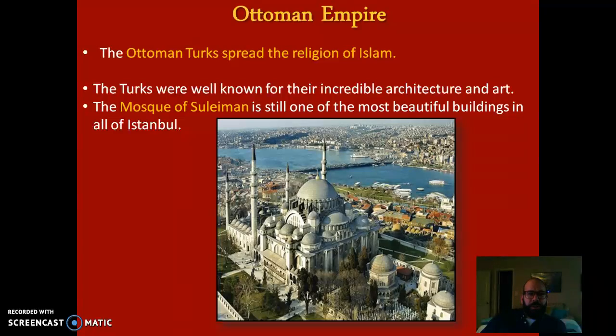They were also known for their architecture and art. Here in this picture, you can see the Mosque of Suleiman. Suleiman, I don't know if that's how you pronounce it, but that was one of the Ottoman leaders, probably the most famous Ottoman leader. And this is one of the most beautiful buildings in Istanbul, which is in Turkey. Look how beautiful this mosque is. And you guys know what a mosque is, right? It's a place of worship for which religion? That's right, Islam. Good job.